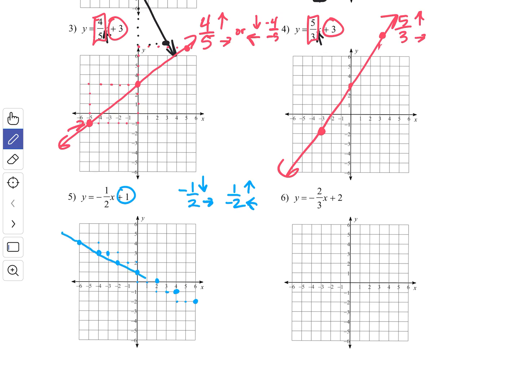Either way, it's the same pattern. Because it's continuous, we keep going in either direction. That's why we should put arrows at the end of our stuff.